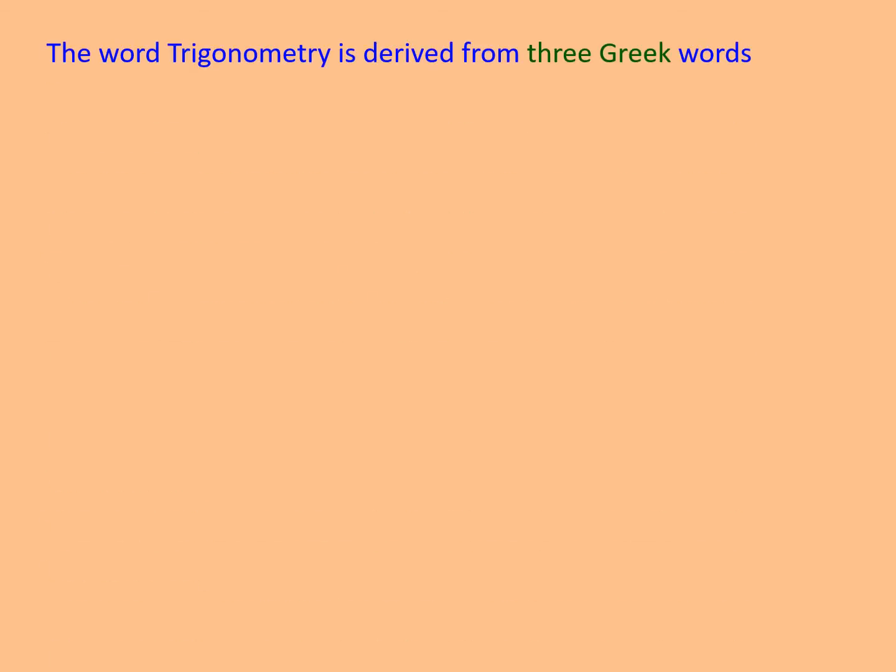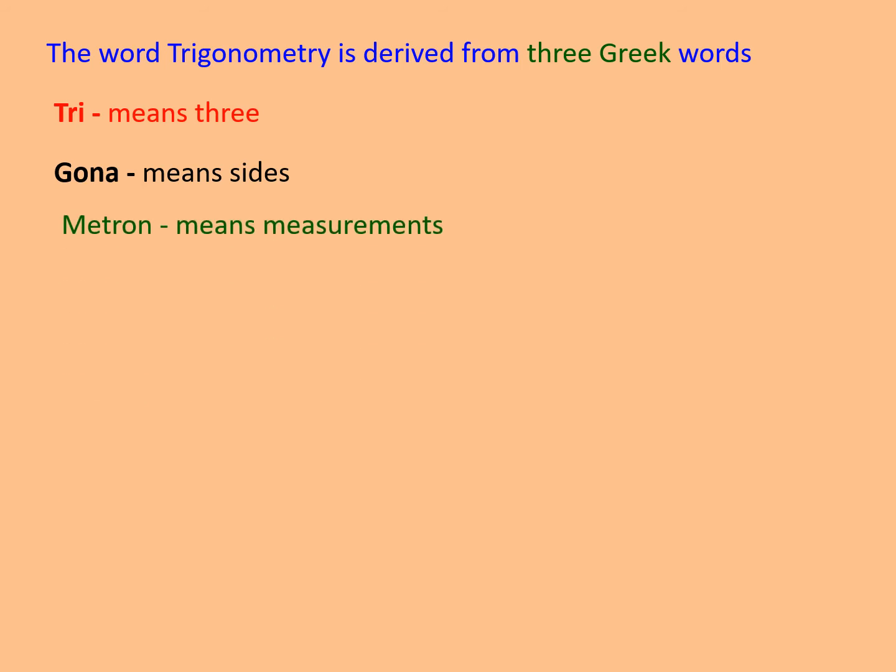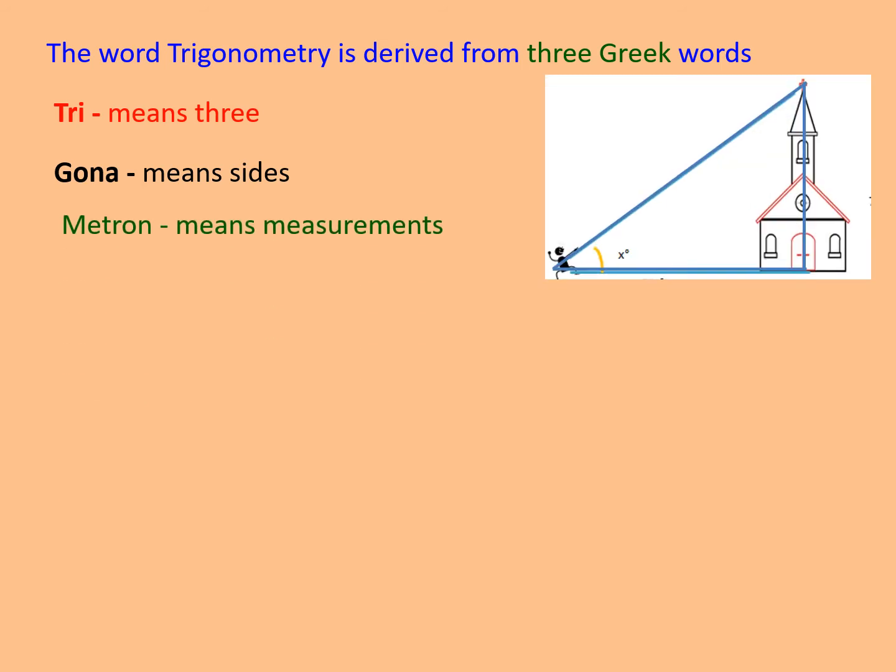The word trigonometry is derived from three Greek words. First is tri, which means three, gona means sides, and metron means measurement of that. Let us take an example. A church is there and a boy is standing a little far away from it.